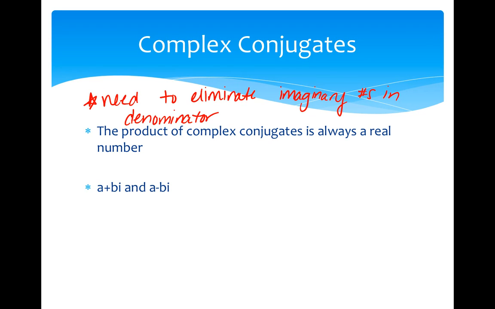So kind of like we multiplied by the conjugate to rationalize before, you're going to do the same thing here. So if you have a plus bi, the conjugate would be a minus bi. So you just switch that middle sign. Or if you had a minus bi, it would become a plus bi. And then you're going to end up multiplying by a form of 1. So whatever that conjugate is, you're going to multiply by it over itself.